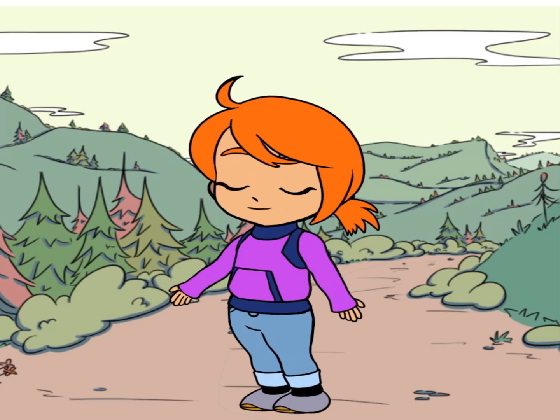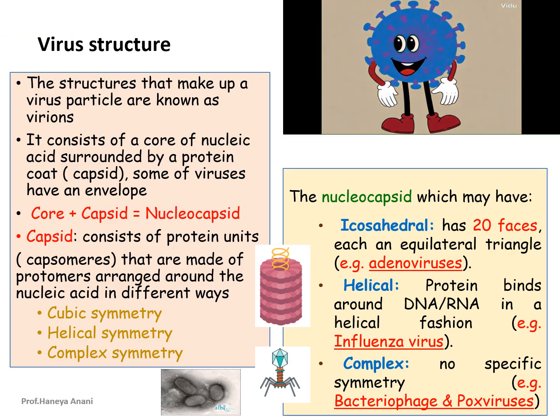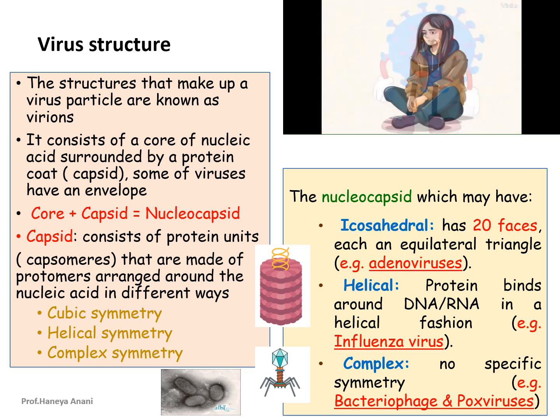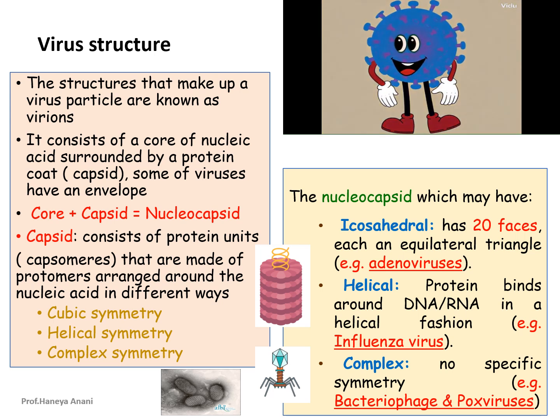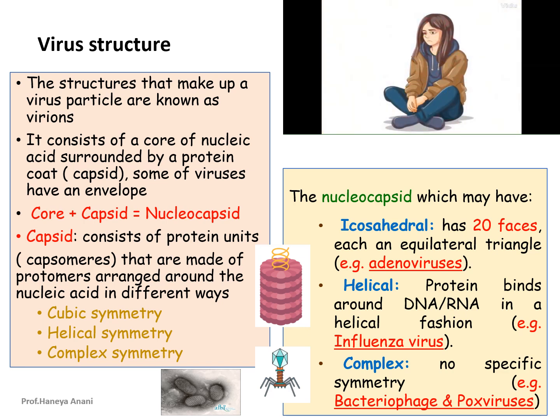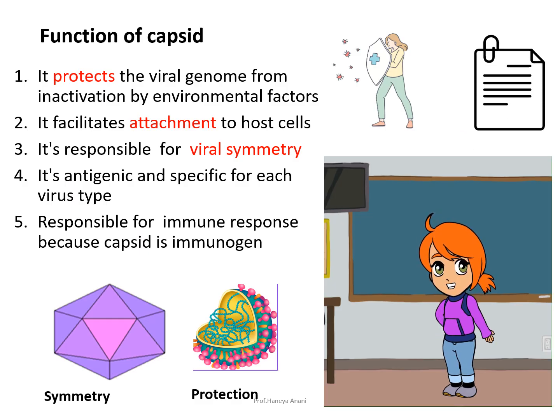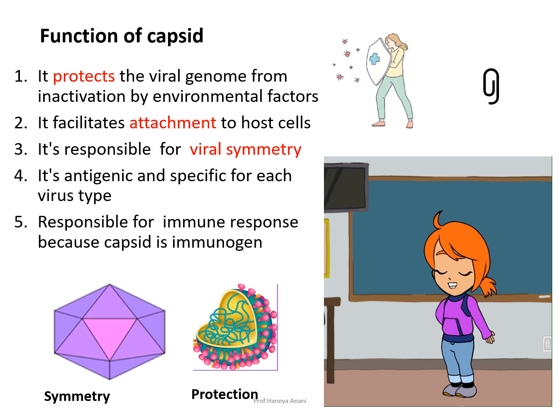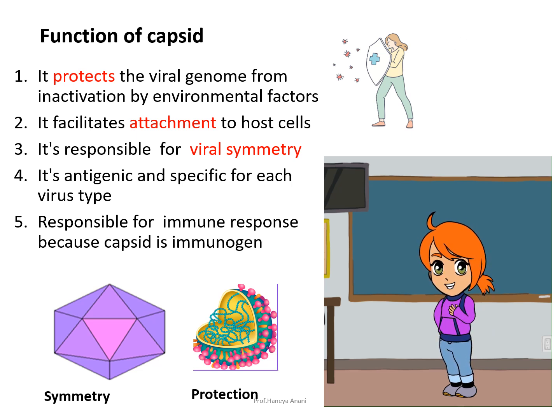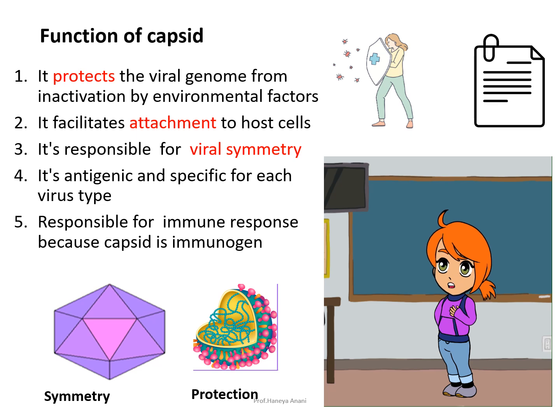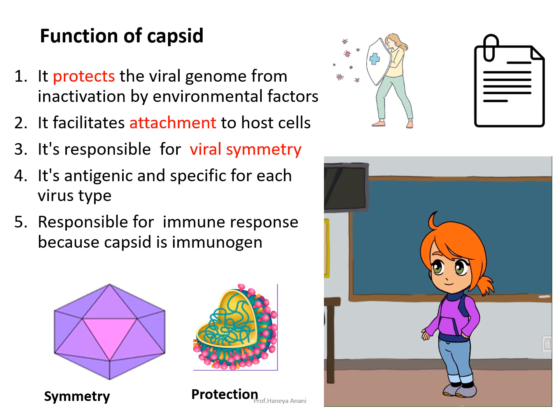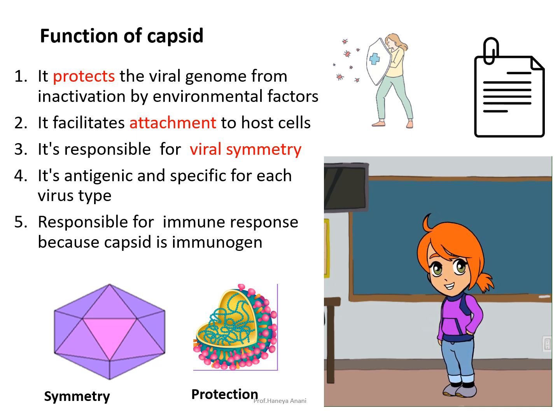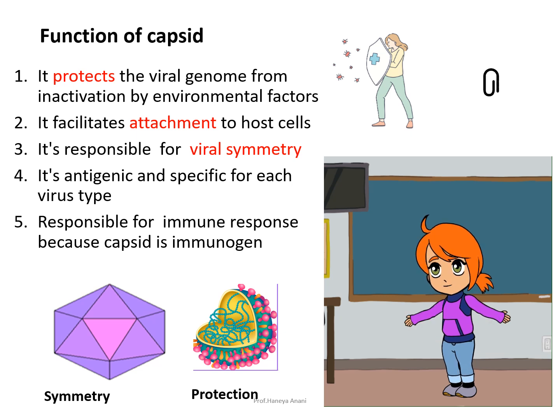What about the capsid? I know. The capsid consists of protein units, capsomeres, that are made of protomers, arranged around the nucleic acid in different ways. Functions of the capsid: it protects the viral genome from inactivation by environmental factors. It facilitates attachment to host cells. It's responsible for viral symmetry. It's antigenic and specific for each virus type, responsible for the immune response because the capsid is an immunogen.